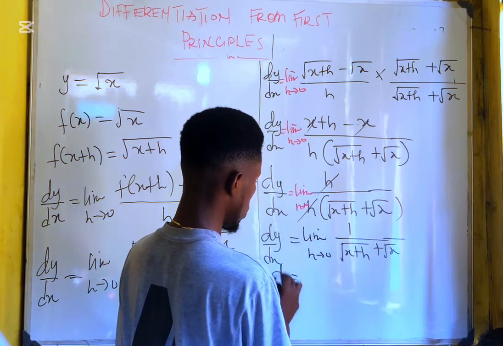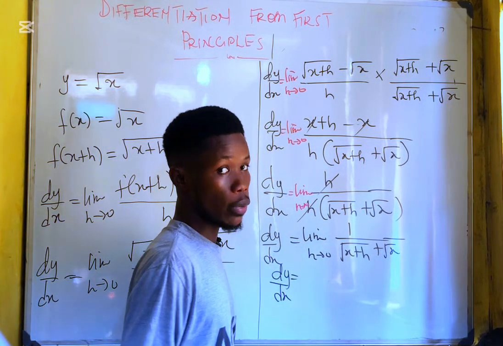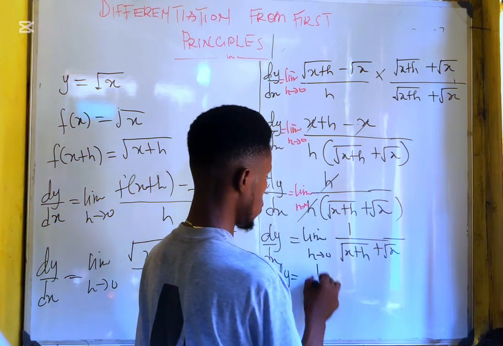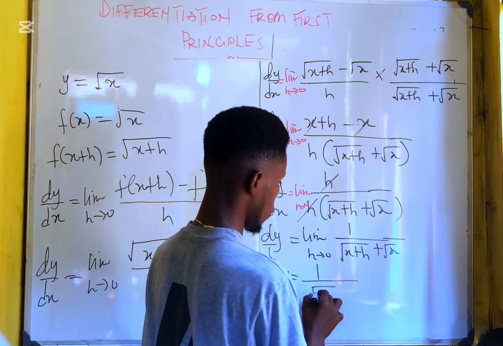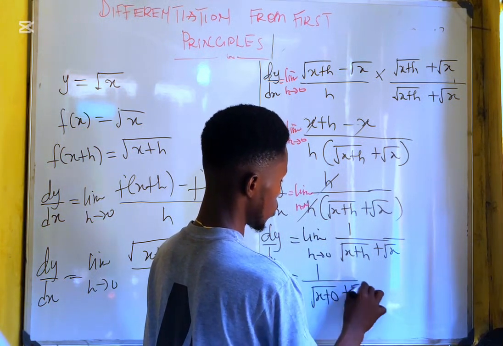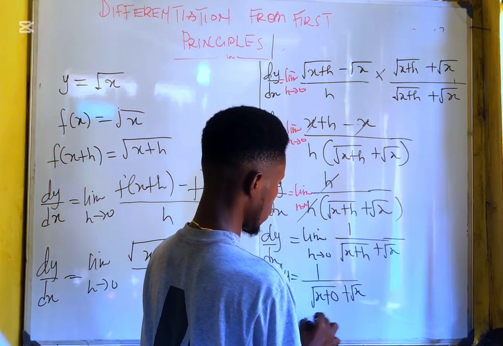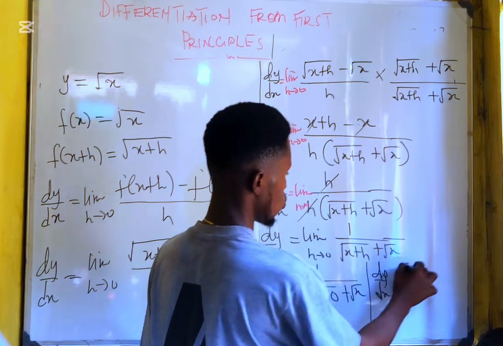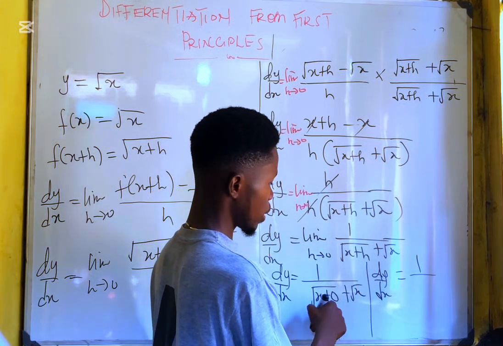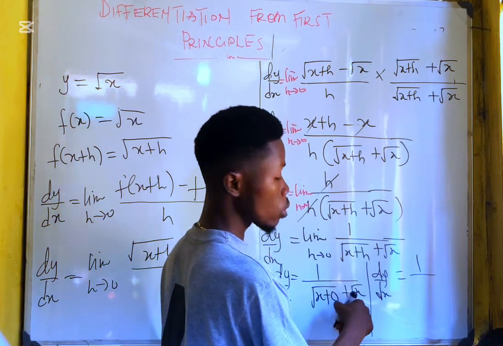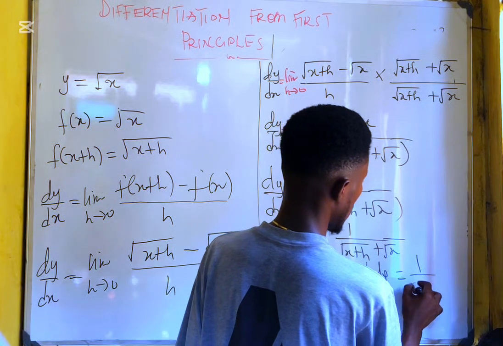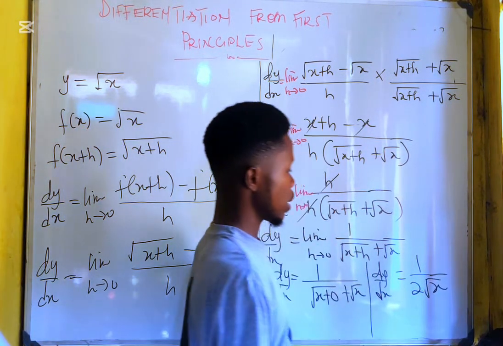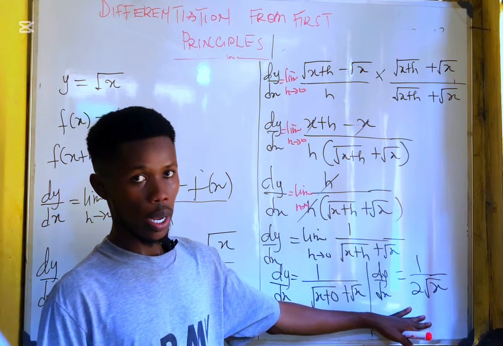So now here I'll have the limit. I'm going to do the substitution, dy dx. Now I've told you that if you are doing the substitution, you don't bring the limit again. So here will be 1 over square root of x plus 0 plus root x. So dy dx will be equal to 1 over root x plus root x. You see they are the same, so you can add them. That will give you 2 root x. So this becomes the answer to that question.